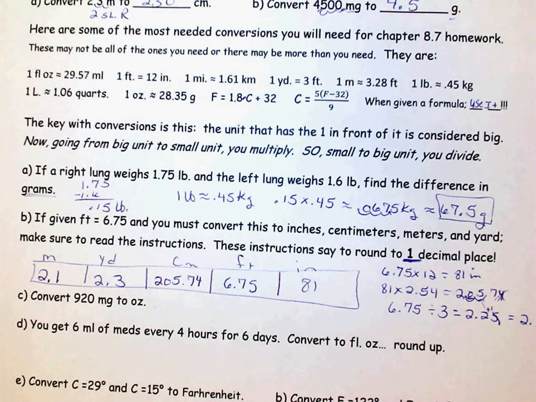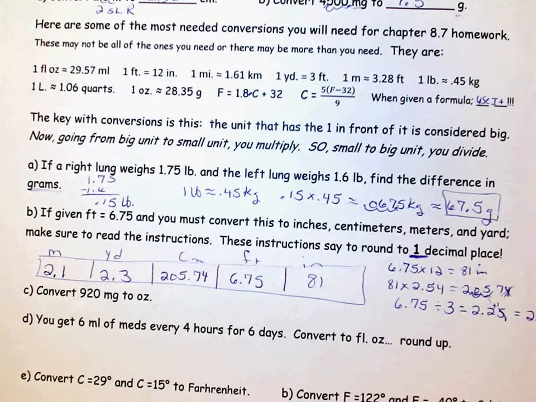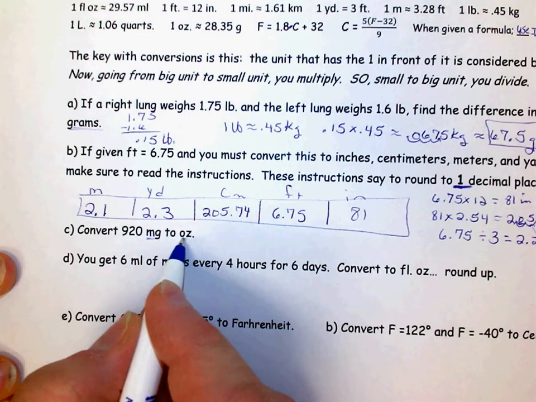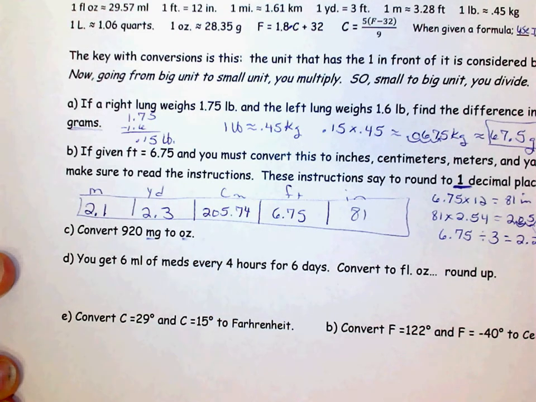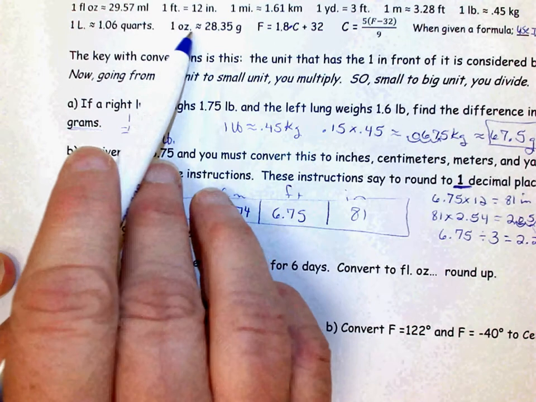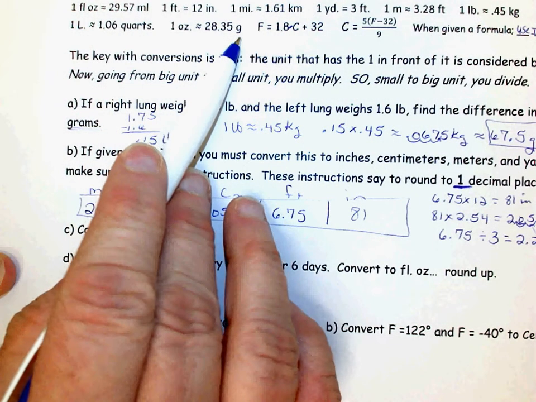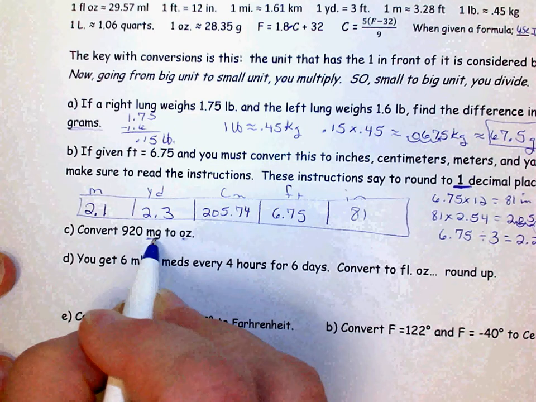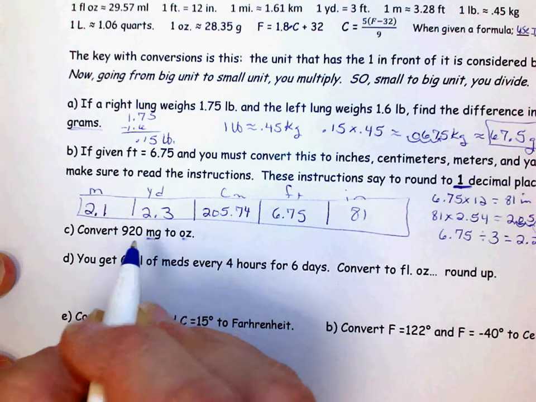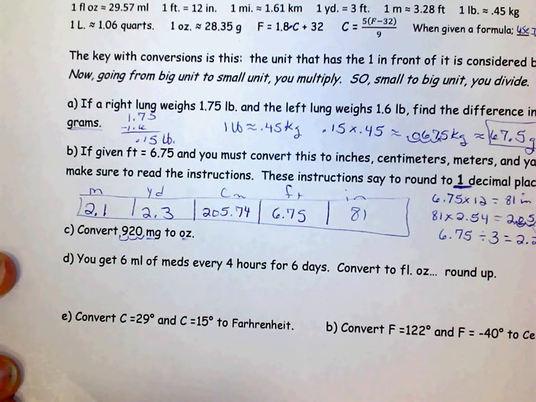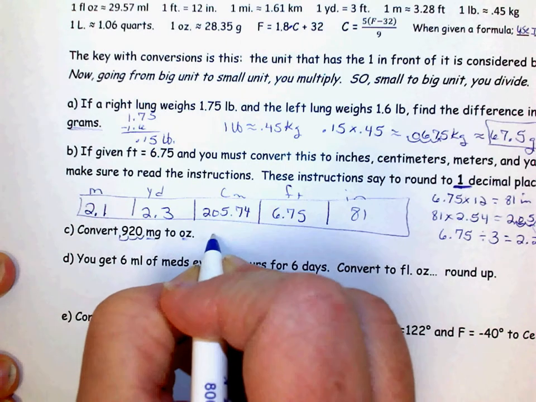If you have problems with it, just ask. We'll be glad to help you. Now, milligrams to ounces. And let me find that conversion. Right. Oh, we don't have milligrams, but we do have a gram. So I've got to change milligrams to grams. Milli to gram was 3 slides to the left. Alright, so that gives us 0.92 grams.